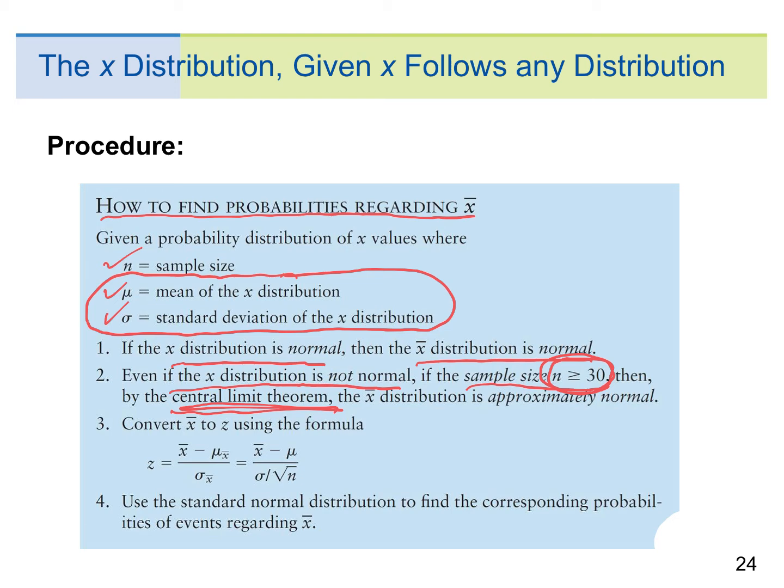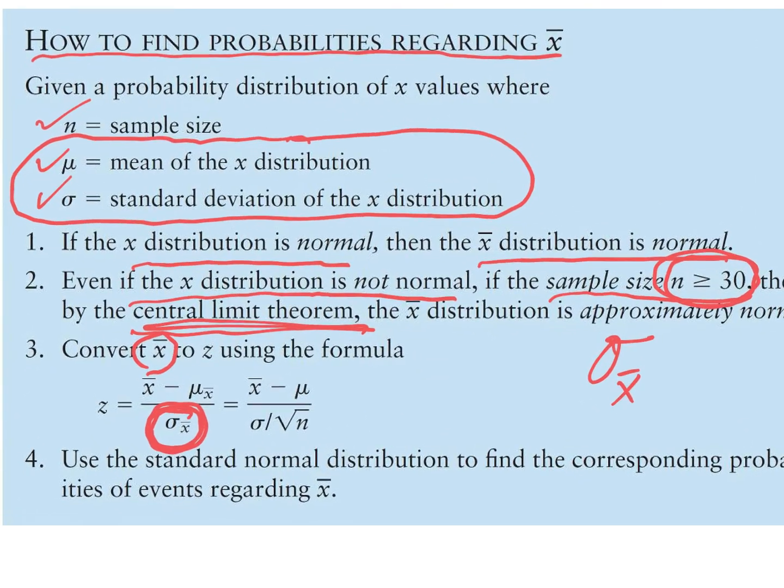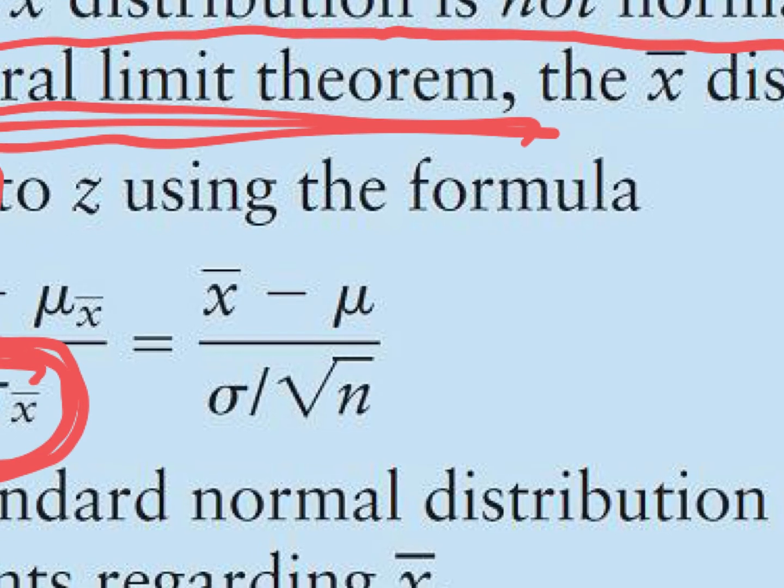But there's one small problem. When you're dealing with X bar, your sigma, your standard deviation of all of the means, and that's what that means. Sigma, with this as a subscript, means the standard deviation of all the means. You have to do something to it. You have to divide it by the square root of n. Sigma divided by the square root of n, when you're dealing with X bars.